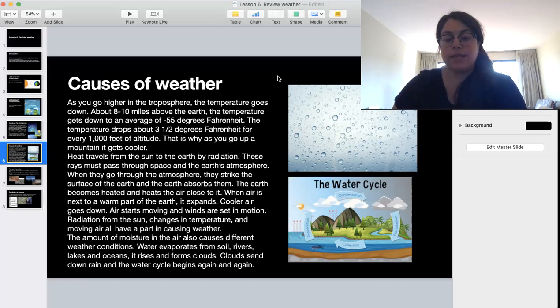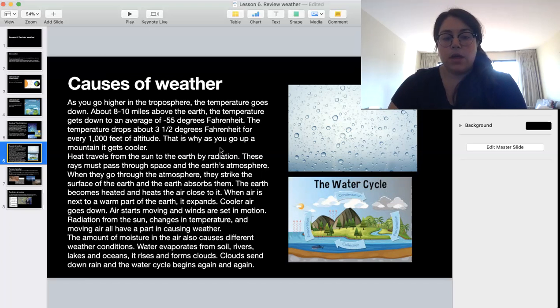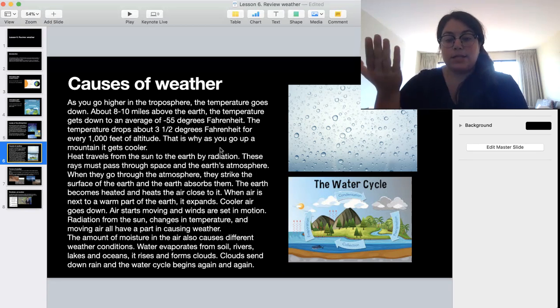Okay, heat travels from the sun to the earth through radiation, like what we saw in the picture of the vocabulary. This one, if you don't remember. Okay, and then all of the rays go through the atmosphere and they hit the earth. And when the earth gets heated, it starts heating the air that is right next to the earth, okay? The air gets warm. And as the air gets warm, it expands. And then it rises. And cooler air goes to the bottom, okay?